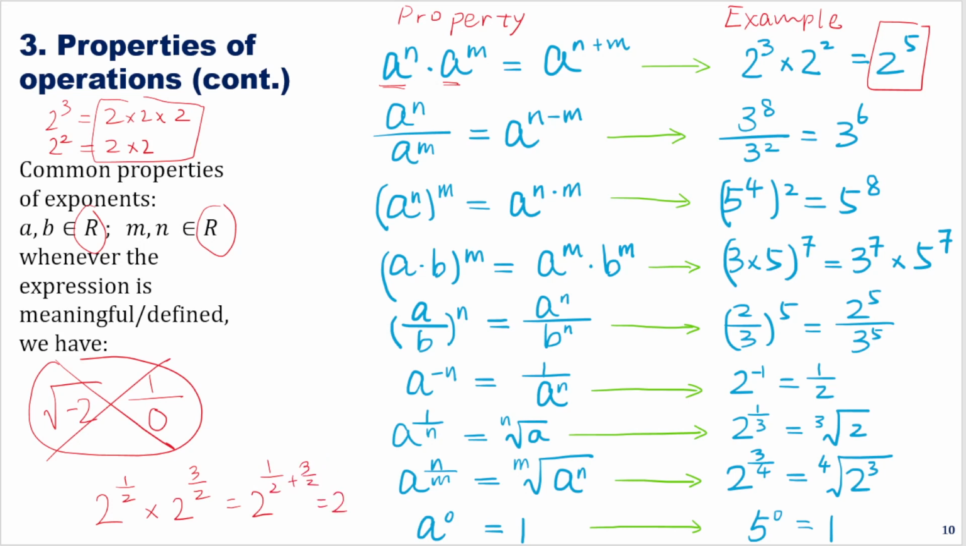Which is 2 to the power of 2, right? Okay, next, if we have a to the power of n over a to the power of m, this gives us a to the power of n minus m. For example, 3 to the power of 8 over 3 to the power of 2 gives us 3 to the power of 6. Can you follow me?